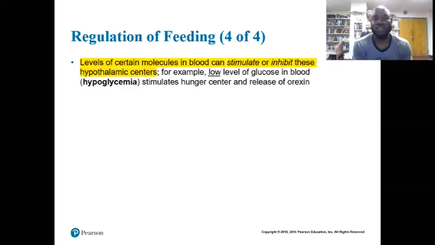Levels of certain molecules in blood can also stimulate or inhibit these hypothalamic centers. For example, low levels of glucose in the blood. When your blood sugar levels are low, you don't have enough glucose, which is energy. Remember, glucose is used for energy. When your blood doesn't have enough glucose, low levels of glucose in your blood stimulate you to think, I'm hungry. Sometimes I feel like you can feel it. When your blood sugar is low, if it gets too low, you feel kind of lightheaded. But that's just a sign that your blood sugar is low and you need to eat.